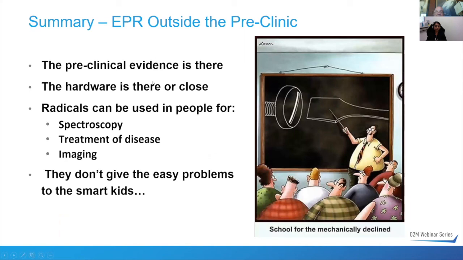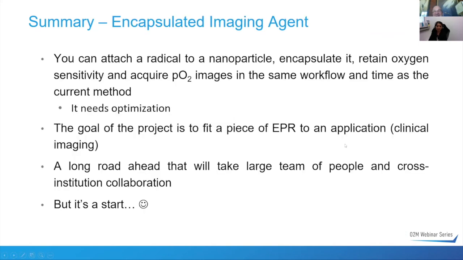So 2 summary slides here. The preclinical evidence: there are decades of excellent preclinical evidence about why EPR imaging is beneficial and necessary. The hardware is there or close. Radicals could be used in people as part of spectroscopy, treatment of disease, or imaging. Here is the screw, here is the screwdriver, insert and turn. And so there are many tasks to be overcome to move EPR imaging from preclinical to clinical work, but it's a worthwhile cause.